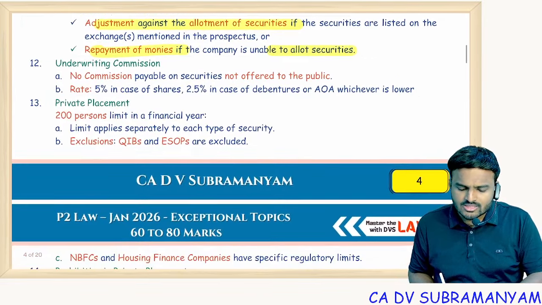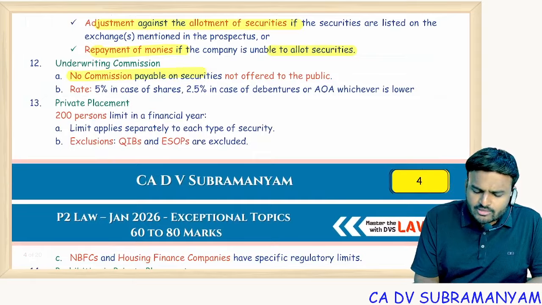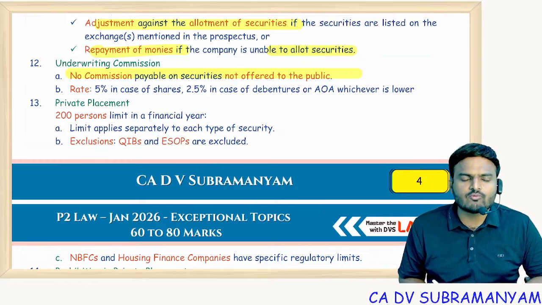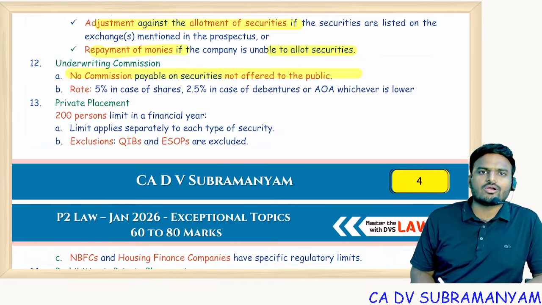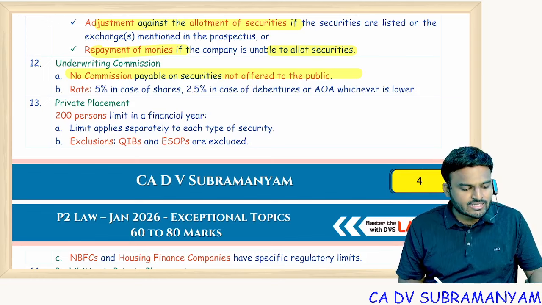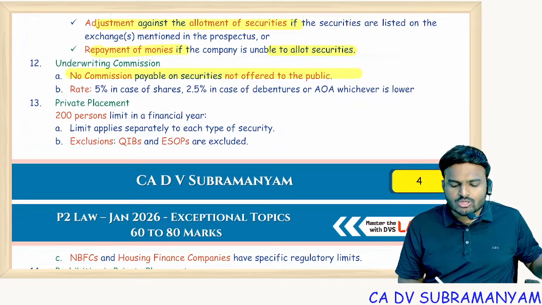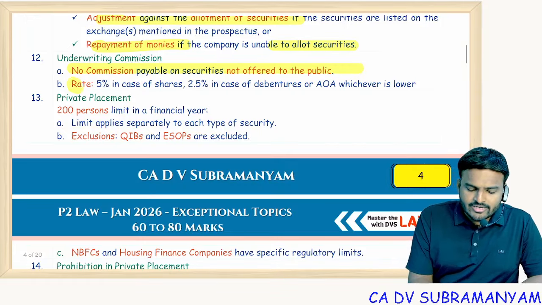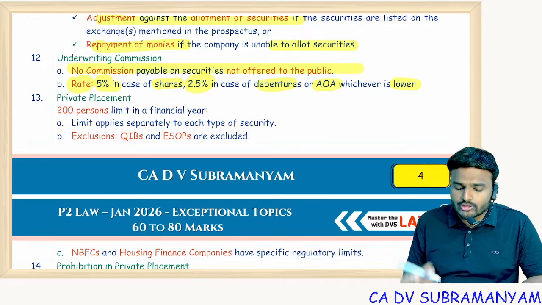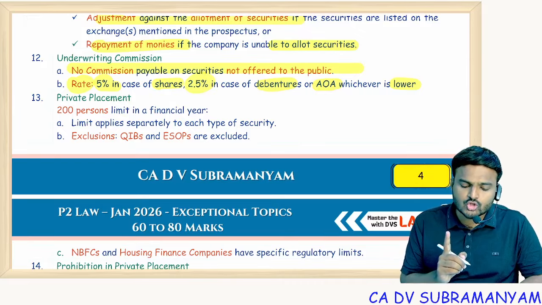Underwriting commission. This is an exceptional point. Company is offering securities on private placement basis and company wants to pay underwriting commission. Allowed or not allowed? No underwriting commission payable on securities not offered to the public. Getting it? And rate of commission maximum 5% in case of shares, 2.5% in case of debentures, or the rate as per AOA, whichever is lower. 5 or AOA, 2.5 or AOA, whichever is lower.